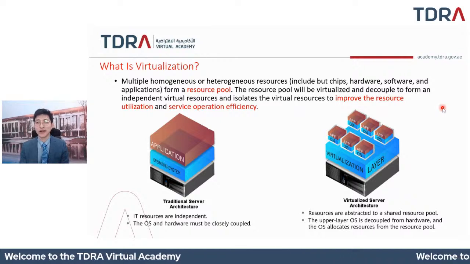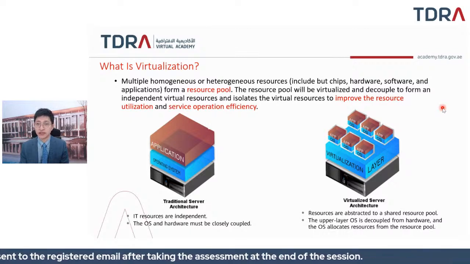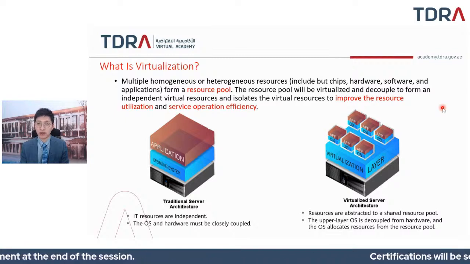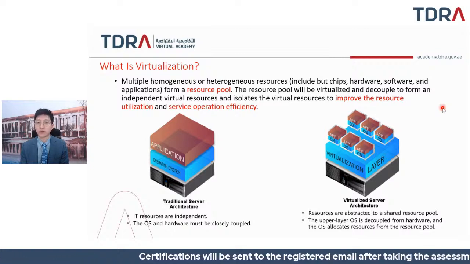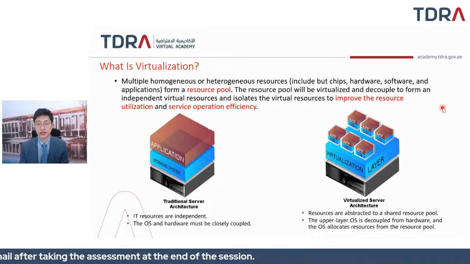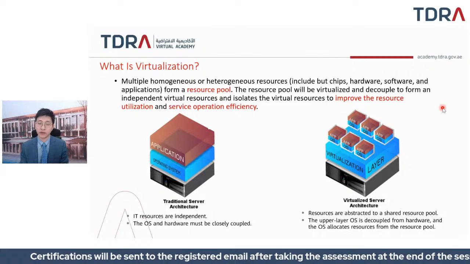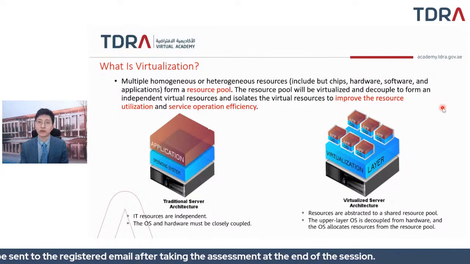Okay, so let's take a look at what virtualization is. About virtualization, there is a definition of it: it uses multiple homogeneous or heterogeneous resources. These resources can be computing resources, storage resources, and network resources. We try to get them together and form a resource pool. If we say it in a simple, easy way, it's like we gather all resources together. Applications no longer run on some independent device, but run in the resource pool.